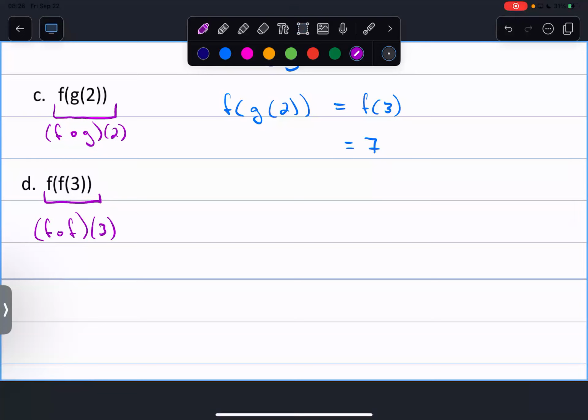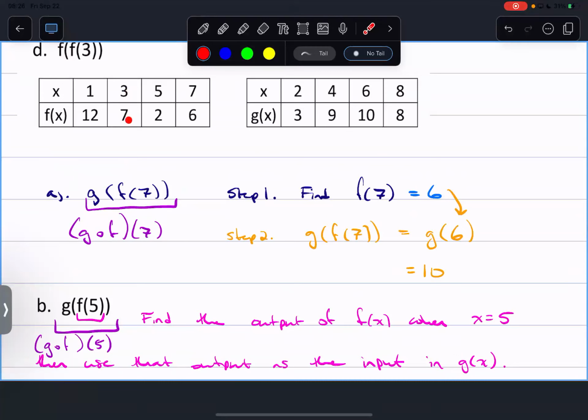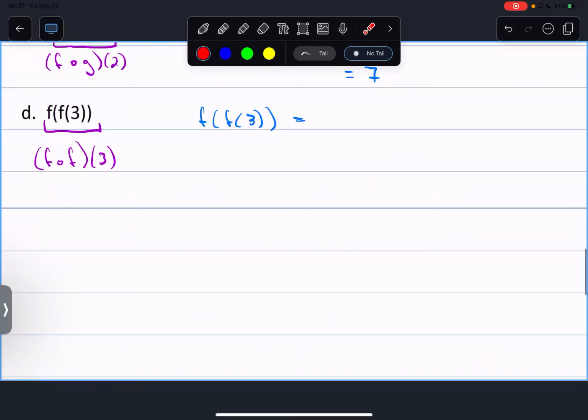Okay. So f of f at 3, just keep your cool. I can see from here that f of 3 is 7. But let's go back to the table, right? So I give it 3 and find the output of 7. Since we're looping back into f, now the input is 7, so the output is 6, right? So here, we want to find the f of 7, which is 6.